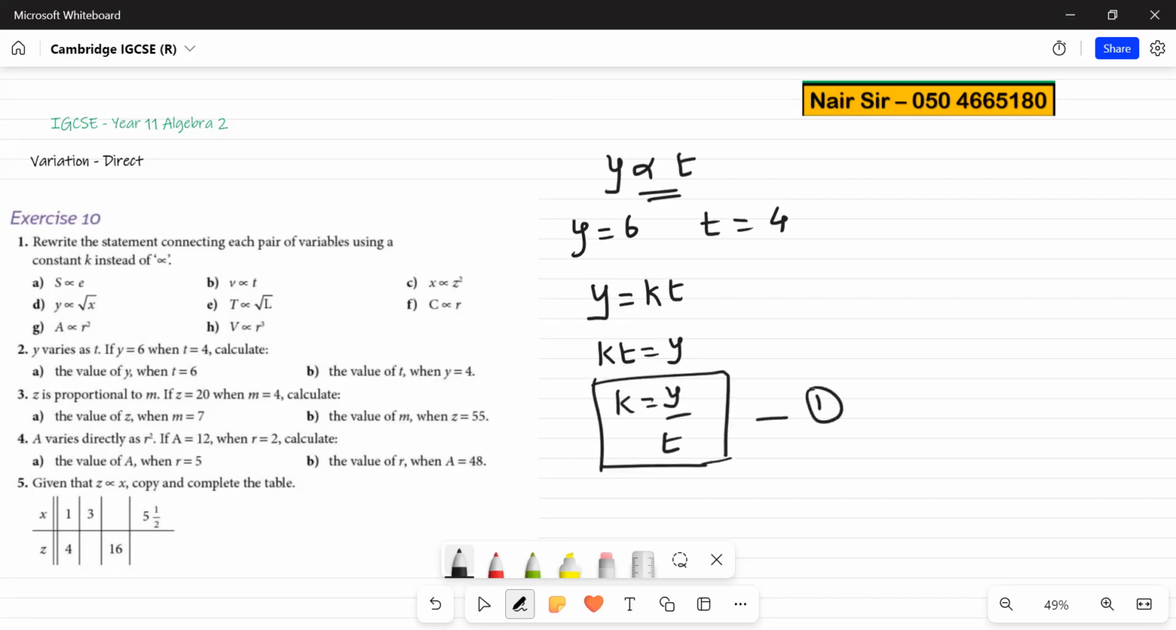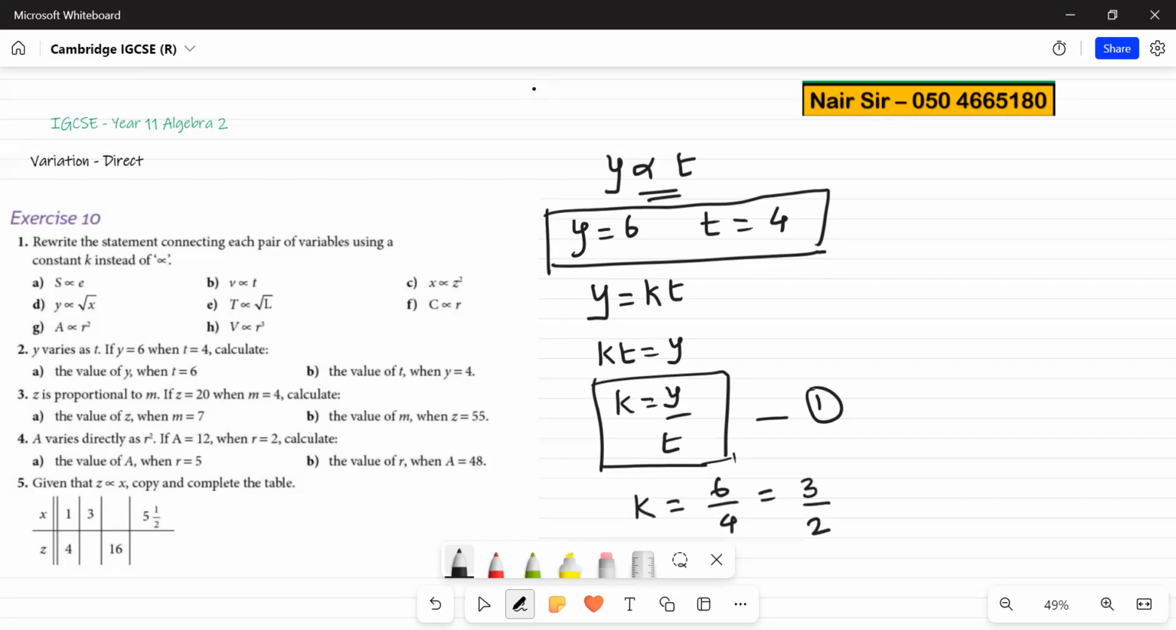Now, to find the value of k, I've been given this, so I substitute the values. k is equal to 6 upon 4, and that is nothing else but 3 upon 2. Now remember that this information is important.